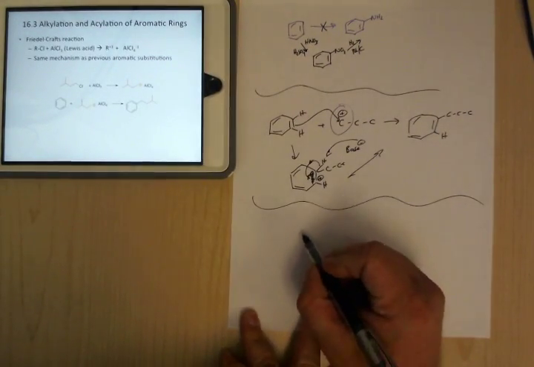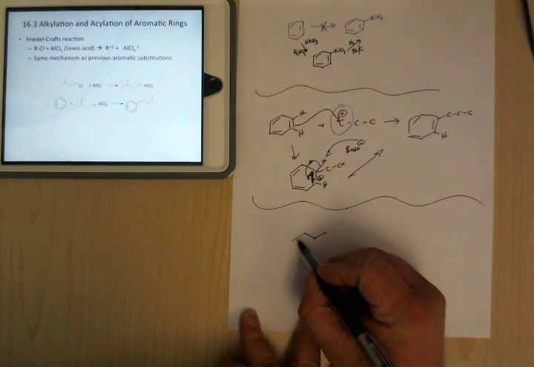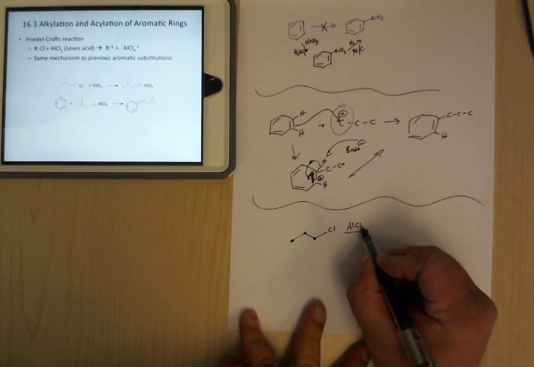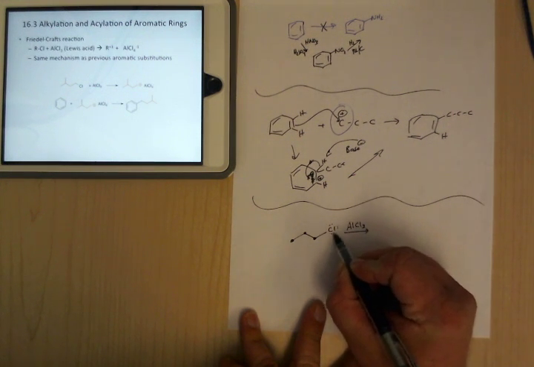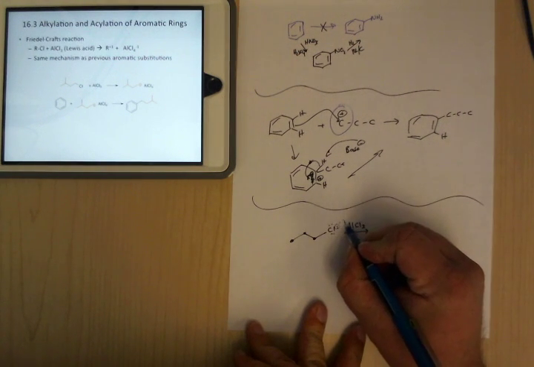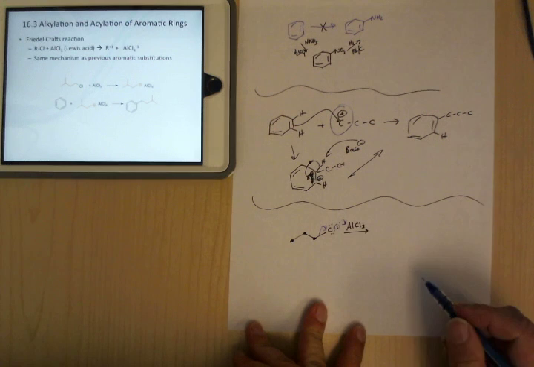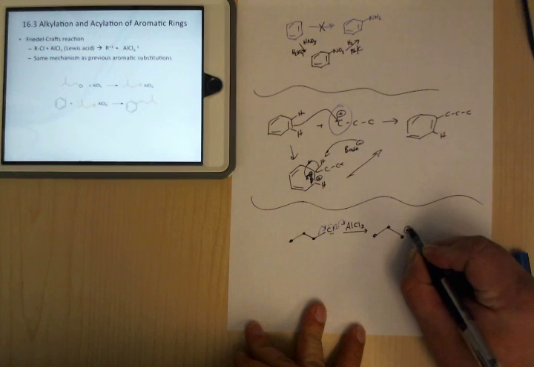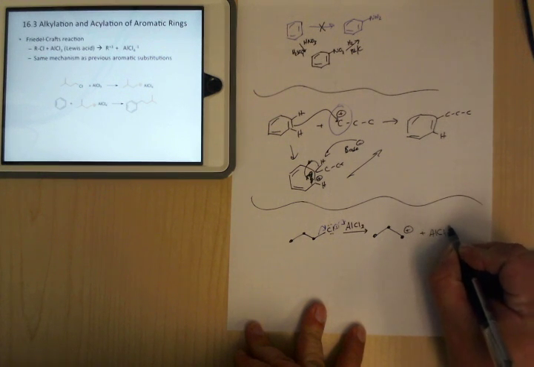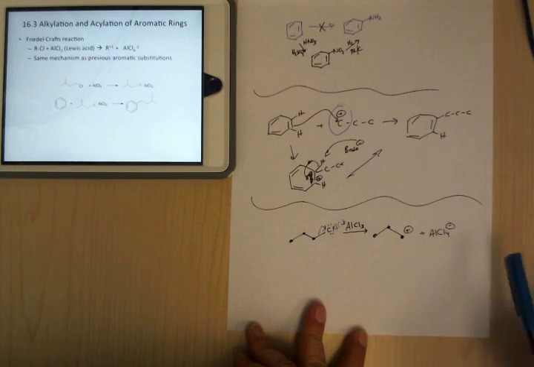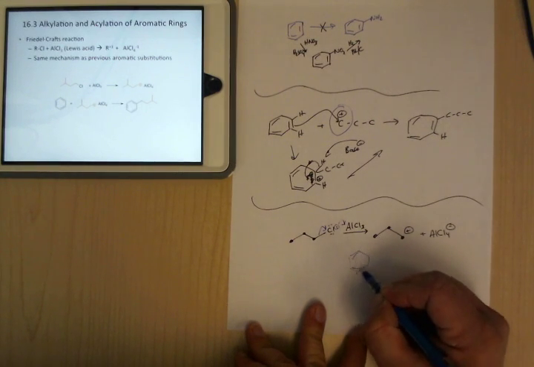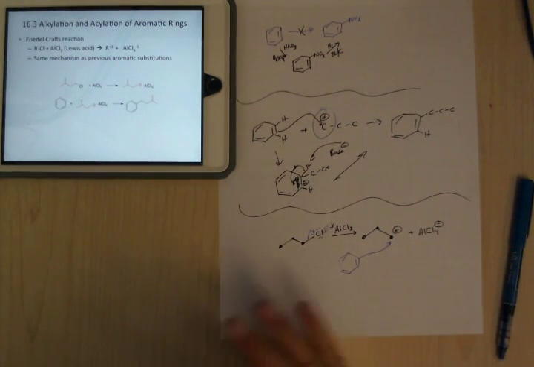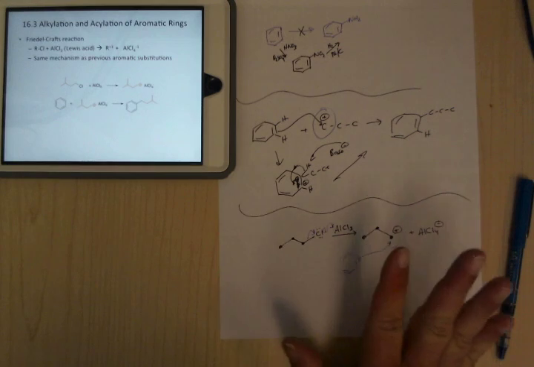So we're going to take our carbon chloride and add a Lewis acid. These guys here are going to come attack there, and in doing so, pull those electrons away to form this, positively charged, and AlCl4 minus. Now this can get attacked by benzene, and away we go. It's the exact same thing that we were doing before. It's no different.